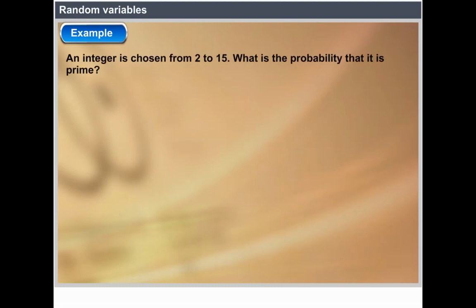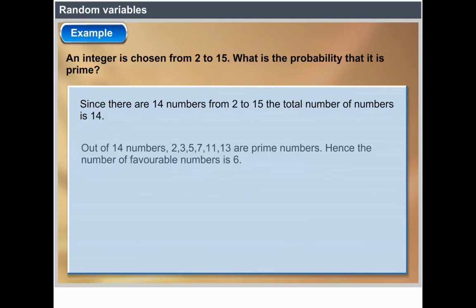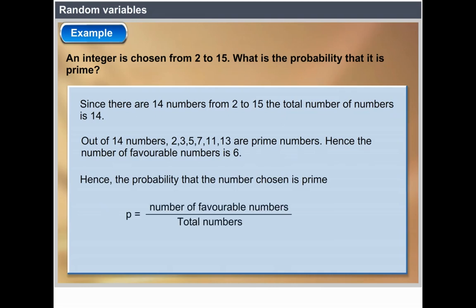Example. An integer is chosen from 2 to 15. What is the probability that it is prime? Since there are 14 numbers from 2 to 15, the total number of numbers is 14. Out of 14 numbers, 2, 3, 5, 7, 11, 13 are prime numbers. Hence, the number of favorable numbers is 6. Hence, the probability that the number chosen is prime, P = number of favorable numbers divided by total numbers = 6/14 = 3/7.